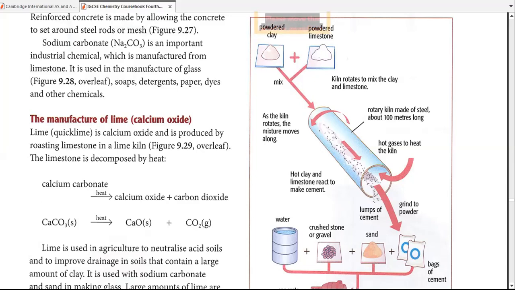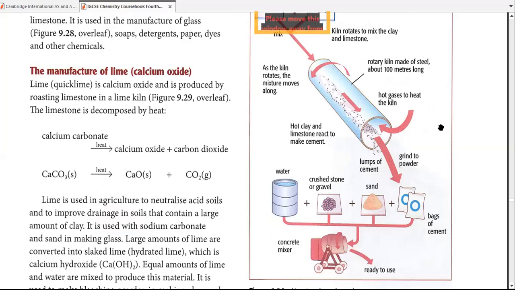In order to make concrete out of this cement, we usually add some more materials to the cement. You would see that the bags of cement are then mixed with sand and gravel. Gravel is actually crushed mountain stone, and we add some water and put it in a mixer. This is known as a concrete mixer, which gives us concrete that is ready to use. This concrete is then used to make walls, floors and ceilings of our houses and other buildings.